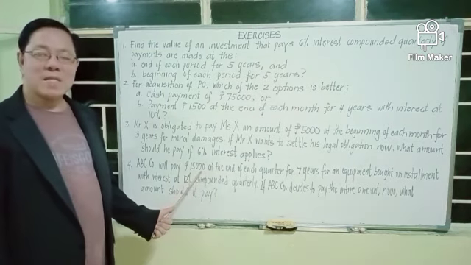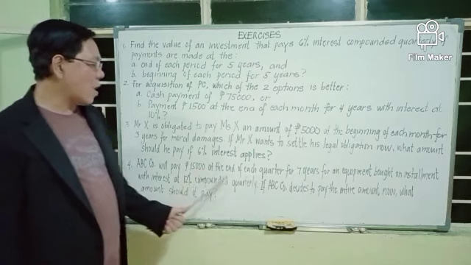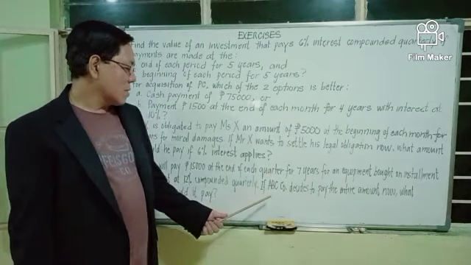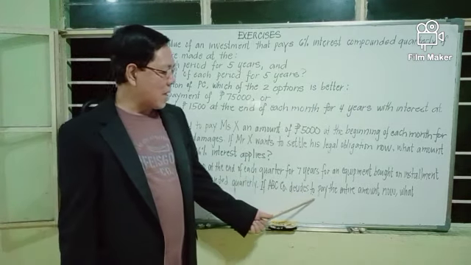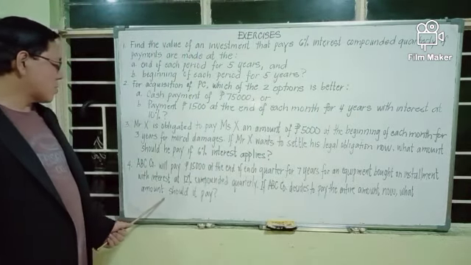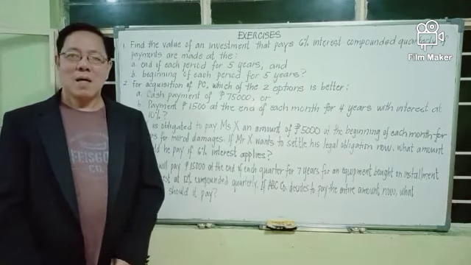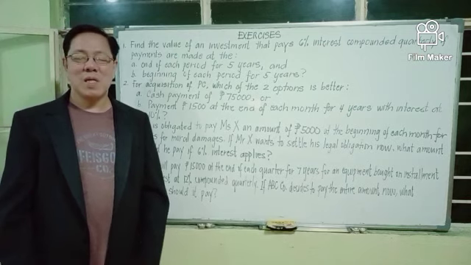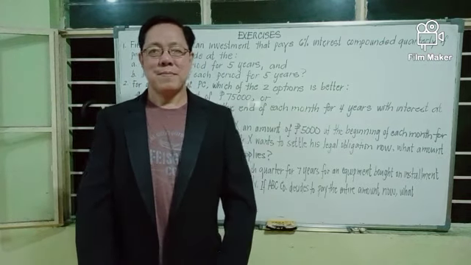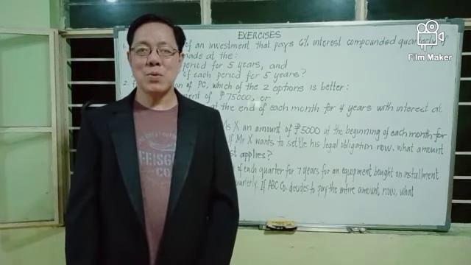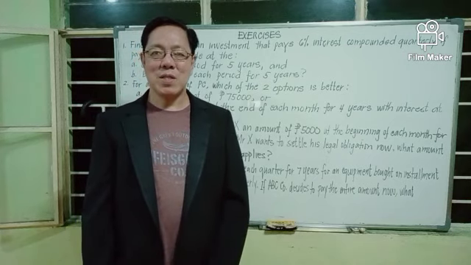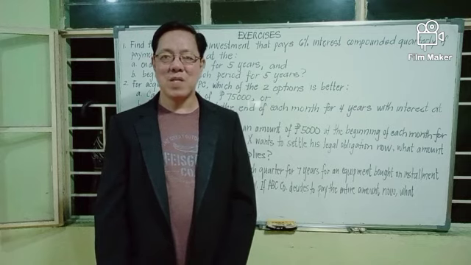And the payment of 15,000 pesos is to be made at the end of each quarter. That means at the end of every 3 months. If ABC company decides to pay the entire amount now, what amount should it pay? And before you proceed with the solution, you determine if the problem involves ordinary annuity or annuity due. In annuity due, payments are made at the beginning of each period. In ordinary annuity, payments are made at the end of each period.